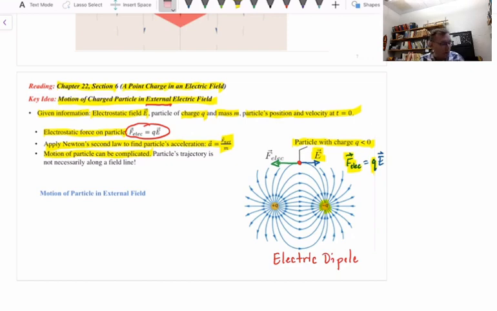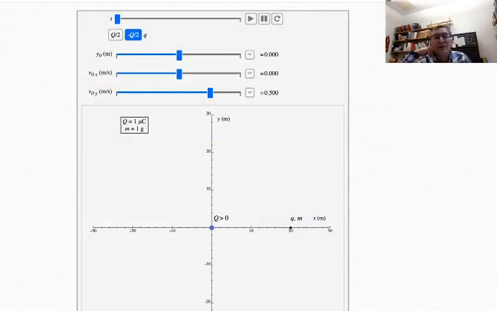And the last thing I want to do here is show you a Wiley Plus animation of the motion of a charged particle in an external electric field. So let me go to Wiley Plus, and now you're looking down from above on the XY plane, and there's a fixed particle with charge big Q, happens to be 1 microcoulomb, and it's at the origin. See it there, the blue dot? And it's a positive charge.